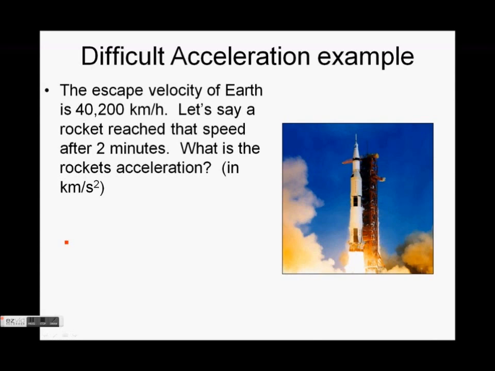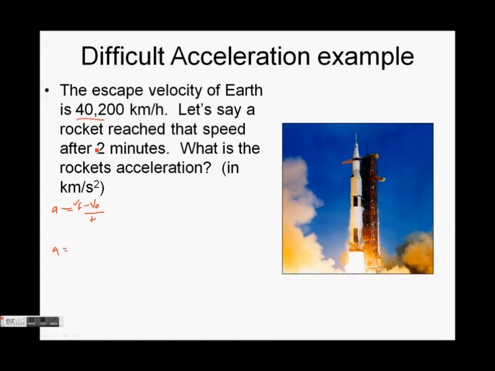Okay. So let's say that a rocket reached that speed after 2 minutes. What is the rocket's acceleration? And then we'll convert to kilometers per second later. Okay. So your formula is no different. Okay. Acceleration equals final velocity minus initial velocity divided by time.